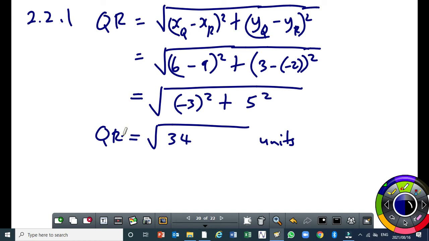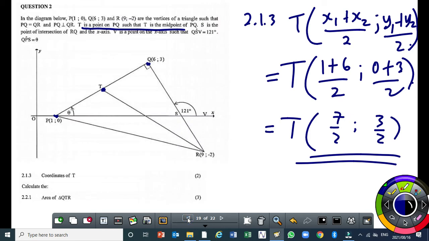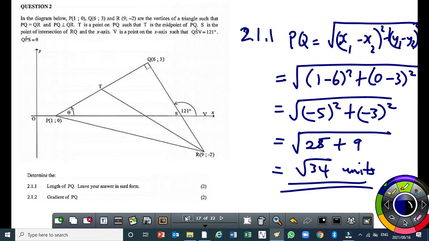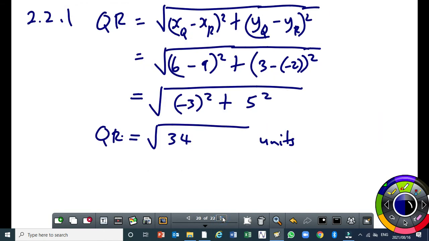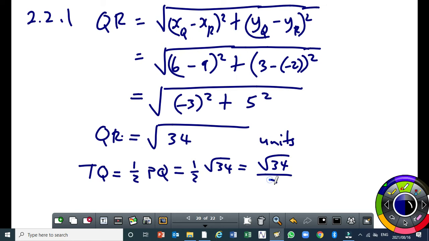Then we need the length of TQ. Now TQ is half of PQ. Now we calculated the length of PQ earlier. It was square root of 34 as well. So I'll say TQ is half of PQ, and this will be half times square root of 34, which is the same as square root of 34 over 2. Okay, so now I have a base, I've got my height. Therefore, I can calculate the area of triangle QTR.